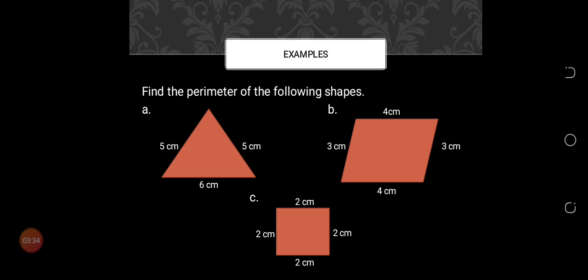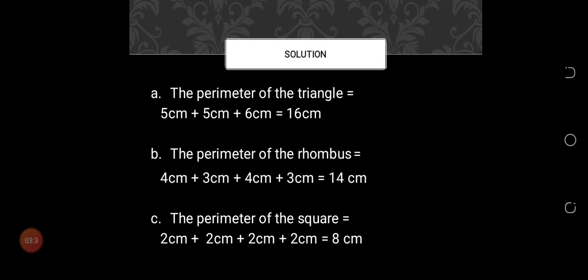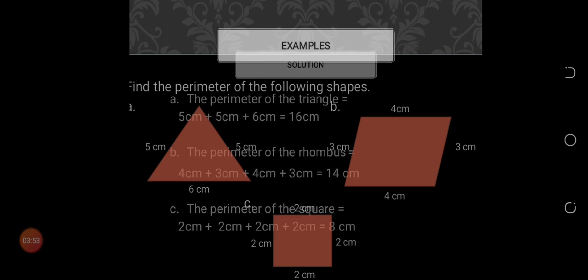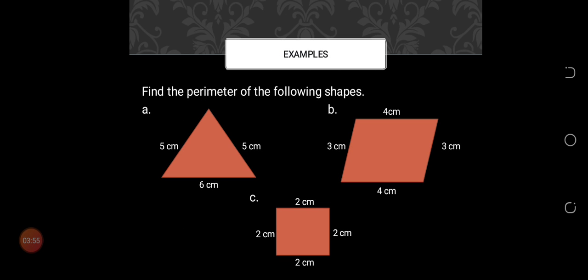Now let's go on to the solution. So this is the solution. The first one: the perimeter of the triangle is equal to 5 centimeters plus 5 centimeters plus 6 centimeters, giving us 16 centimeters. Let's go back to the diagram and see. We have 5 centimeters here, 5 centimeters here, and 6, giving us 16 centimeters.